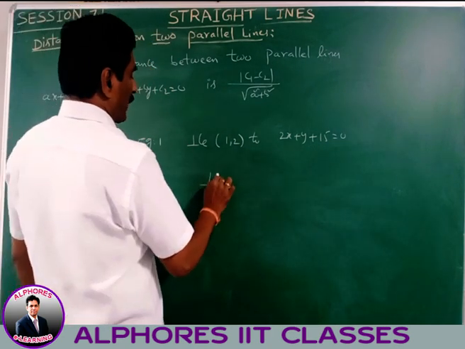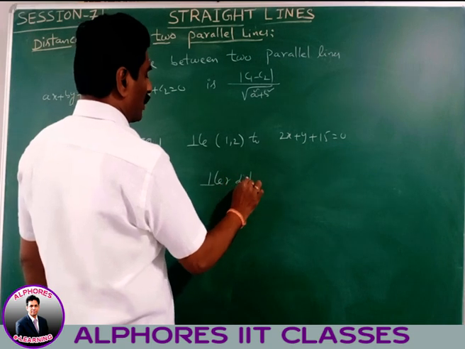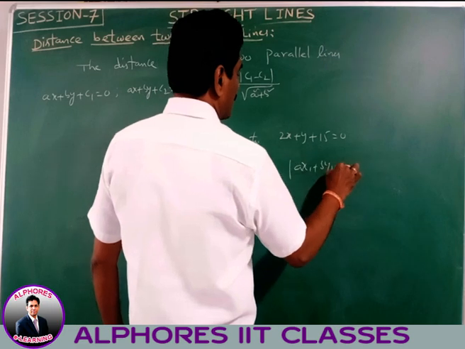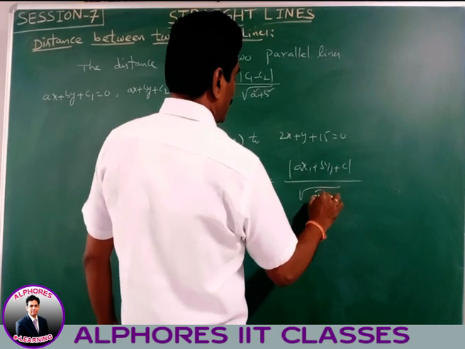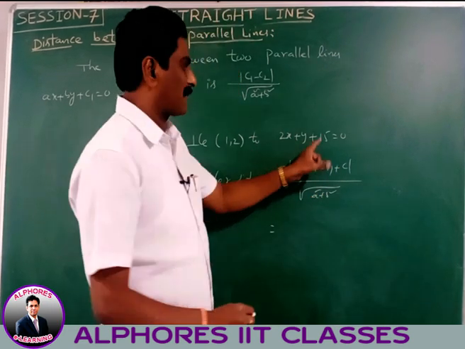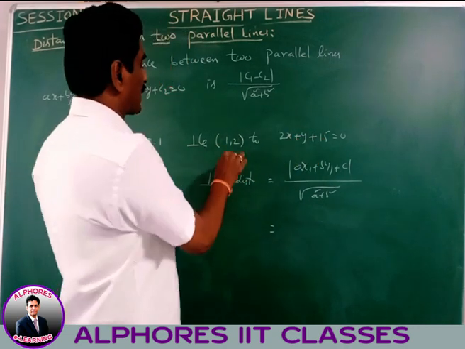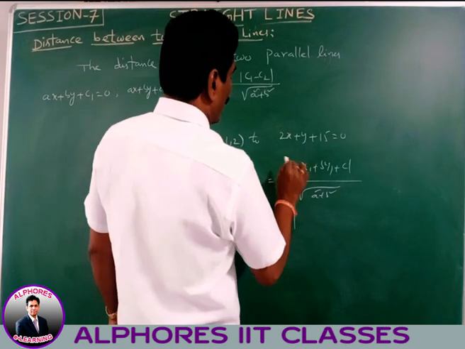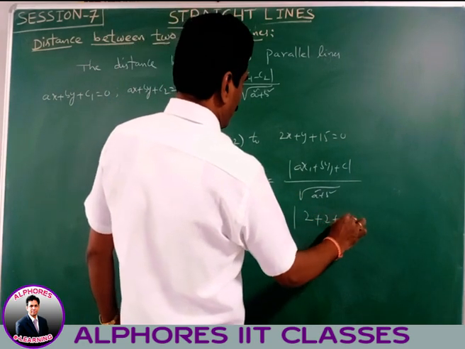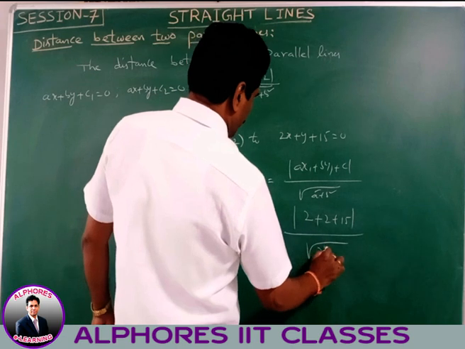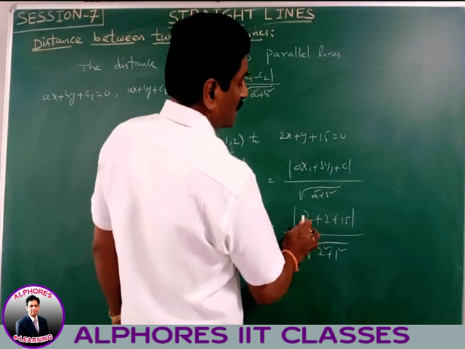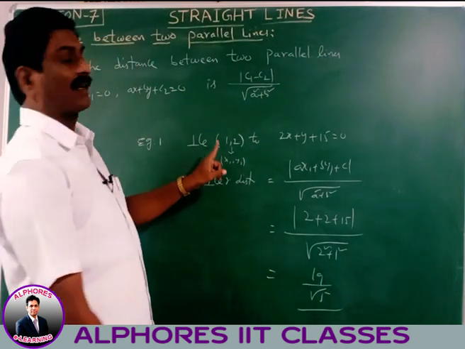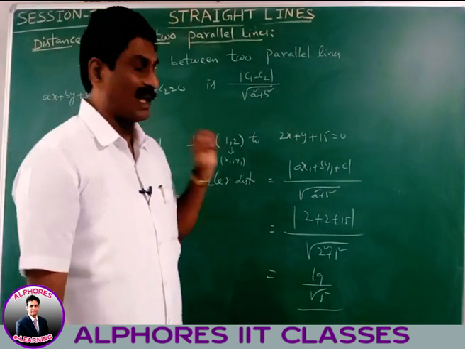We know that the perpendicular distance is equal to, what is the formula? Mod (ax1 + by1 + c) by root over a square plus b square. Here ax + by + c is nothing but this line, and (x1, y1) is nothing but (1, 2). Substitute this point in this equation: 2 into 1 means 2, plus 15, by root over 2 square plus 1 square. That means 2 + 2 = 4, plus 15, 19 by root 5. It is the perpendicular distance from this point to the line.